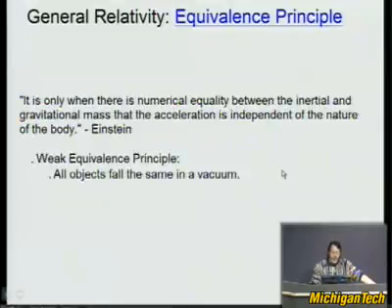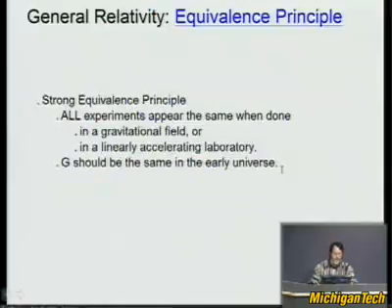So it is only when there's a numerical equality between inertial and gravitational mass that the acceleration is independent of the nature of the body, said Einstein. So the weak equivalence principle was tested there, that all objects fall the same in gravity. So this was a revelation to me when I was an undergraduate in physics. I kind of heard about it in high school and wrote it down, but really it's kind of strange that very massive things and very light things fall the same in a gravitational field. There's no difference. The strong equivalence principle is actually more strong. It says that all experiments appear the same. One aspect of this is G should be the same in the early universe.